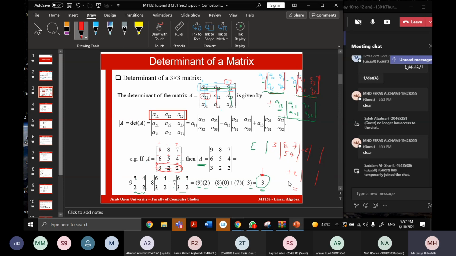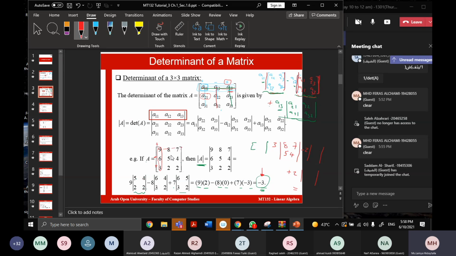So you could use any row to find the determinant. Don't get confused, guys, when we're finding the determinant. It's not like solving a system of linear equations. Also, you can use a column if you like. We can find the value of the determinant using any column, either first or second or third, but make sure the signs are plus, minus, plus. So here this is minus, and at the end this is plus, and then you expand.